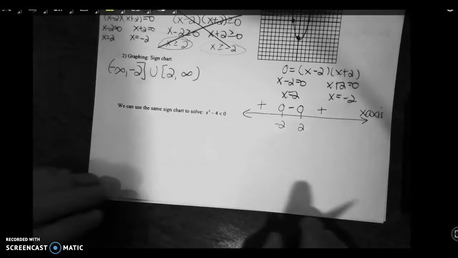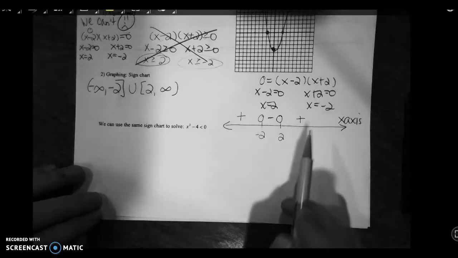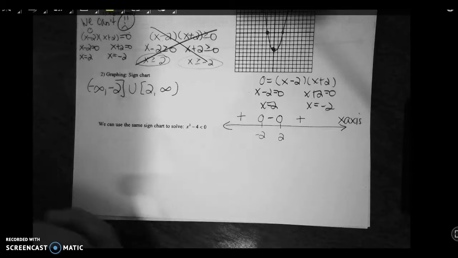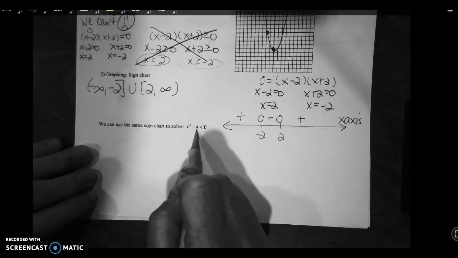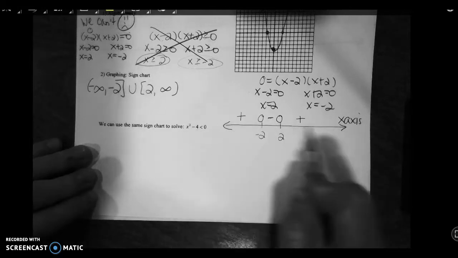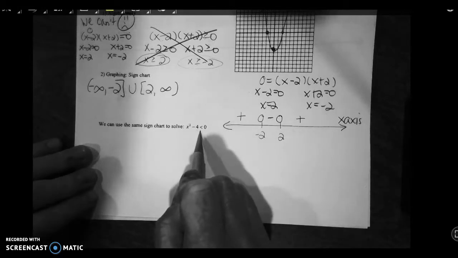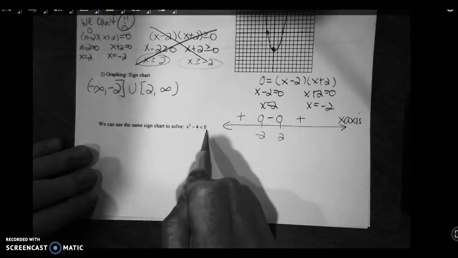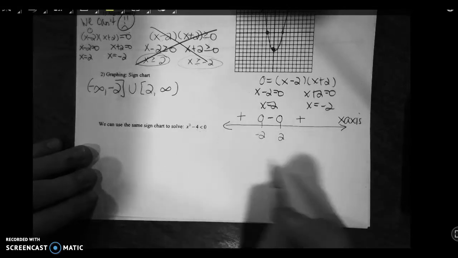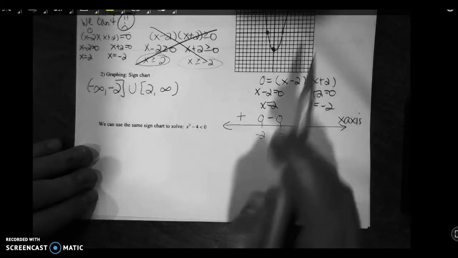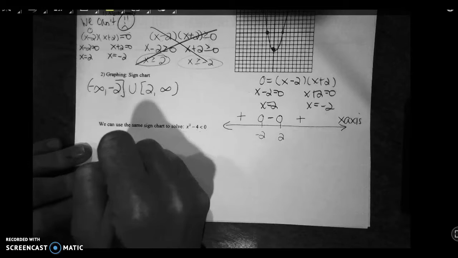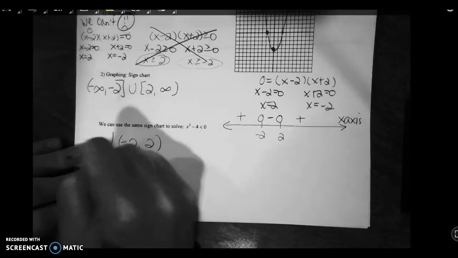Now, the nice thing about sign charts is that we can actually use sign charts to answer other types of inequalities. So for example, notice here we still have x squared minus 4. We still have the same function. That function will use the exact same sign chart. We are just now being asked, where is this function less than 0? So in other words, we're taking our sign chart and looking to see for what values of x is this function negative. Are the y values negative? In other words, below the x-axis. Well, we can see that. I'm going to use parentheses because it's not equal to. So from negative 2 to 2. And there's our solution set.